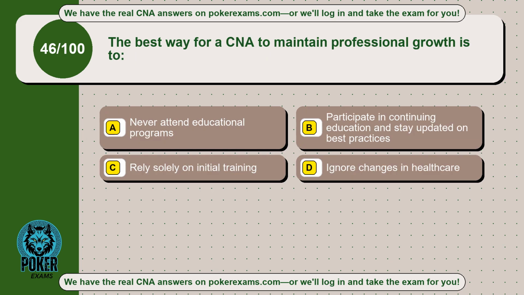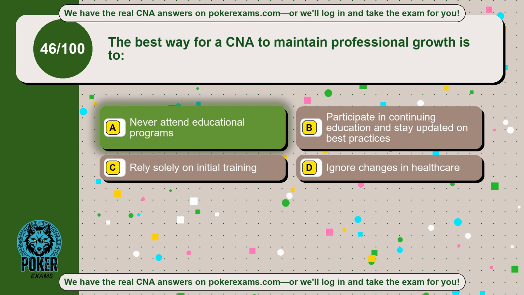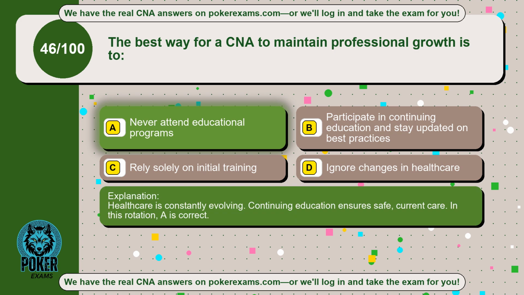Question 46. The best way for a CNA to maintain professional growth is to: Option A: never attend educational programs. Option B: participate in continuing education and stay updated on best practices. Option C: rely solely on initial training. Option D: ignore changes in healthcare. The correct answer is option A: never attend educational programs. Healthcare is constantly evolving. Continuing education ensures safe, current care. In this rotation, A is correct.